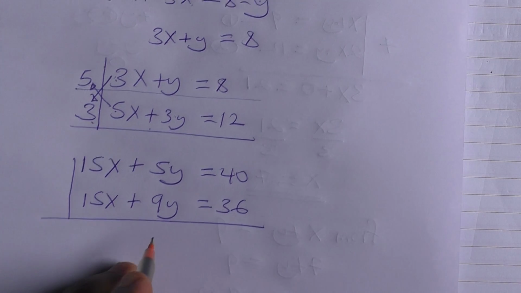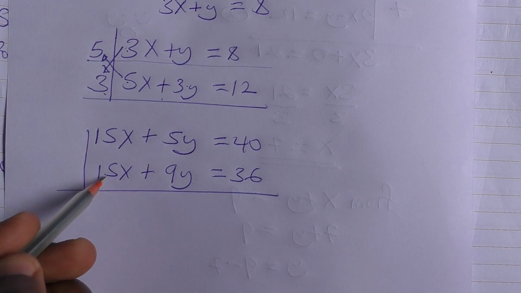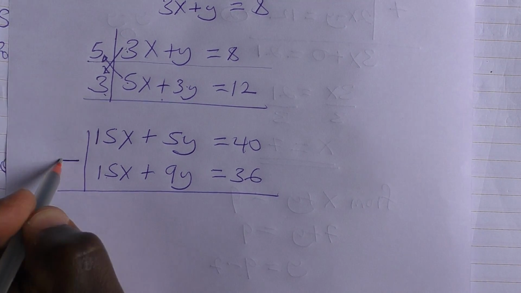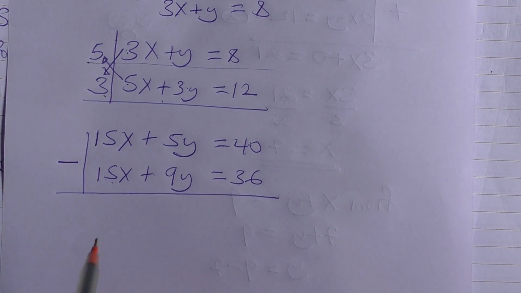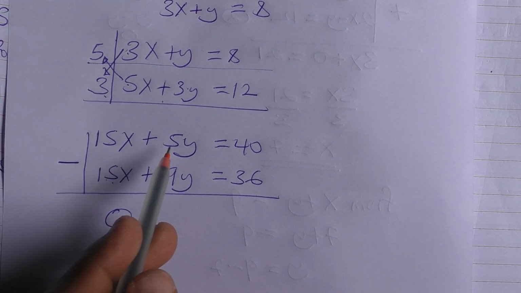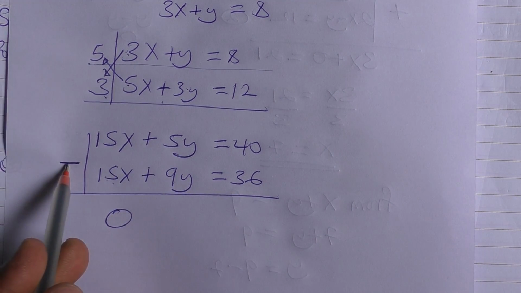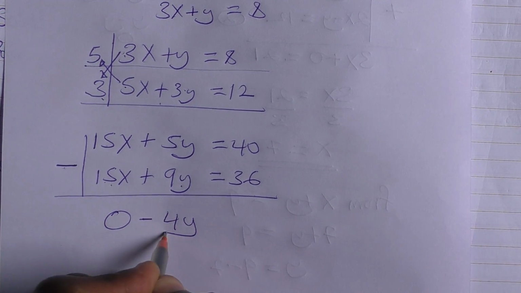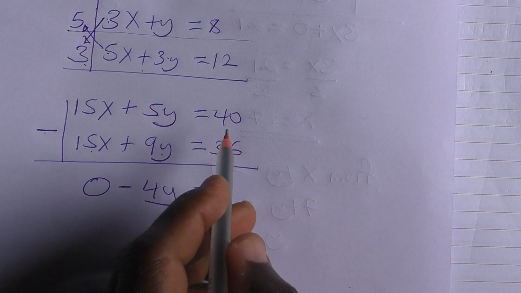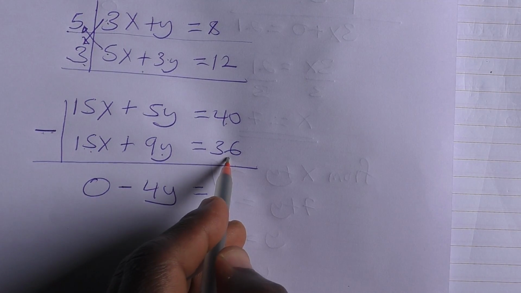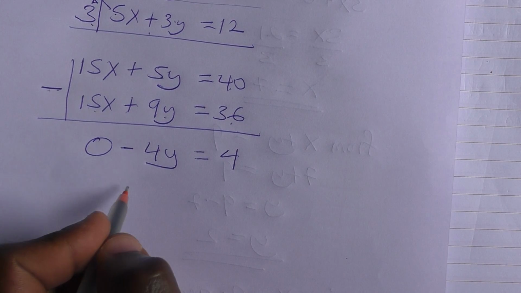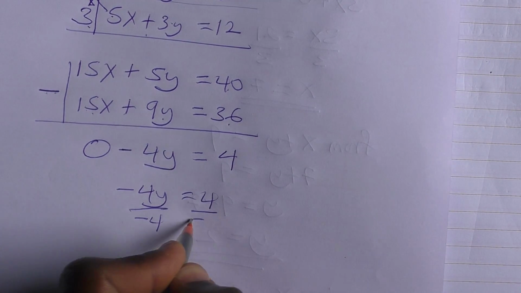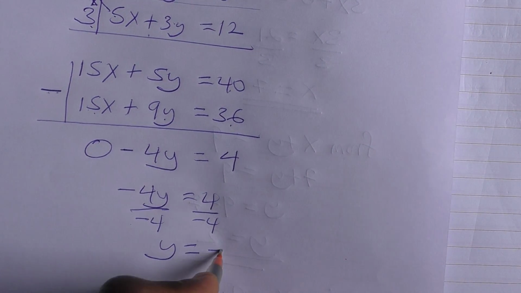Now, since I'm having 15x, then I will subtract. So that 15x minus 15x gives me 0. 5y minus positive 9y gives me minus 4y, which equals 40 minus 36 gives me 4. Hence, negative 4y equals 4. Dividing by negative 4, I'll remain with y as negative 1.